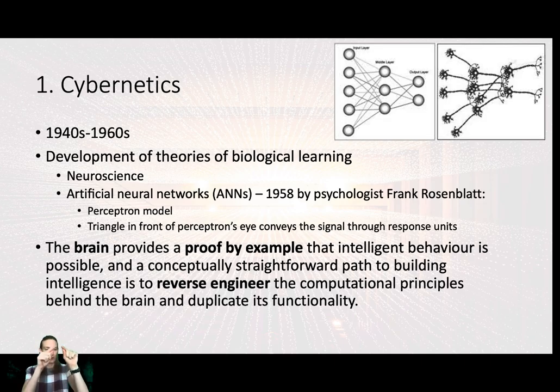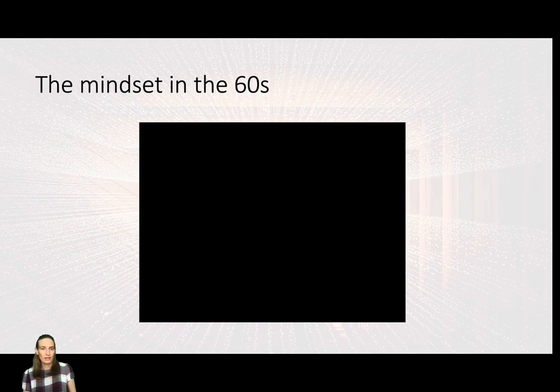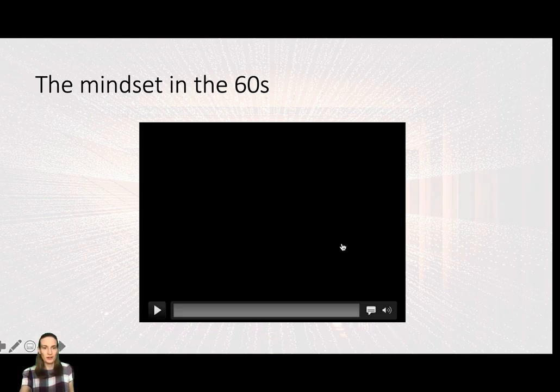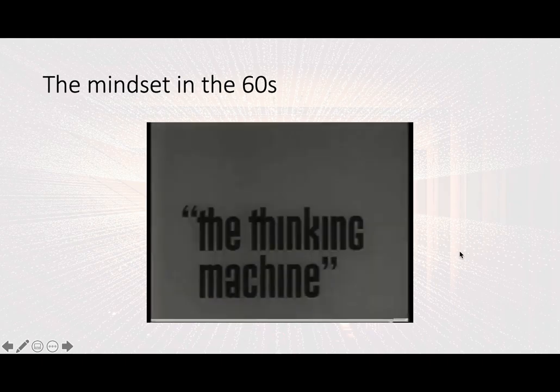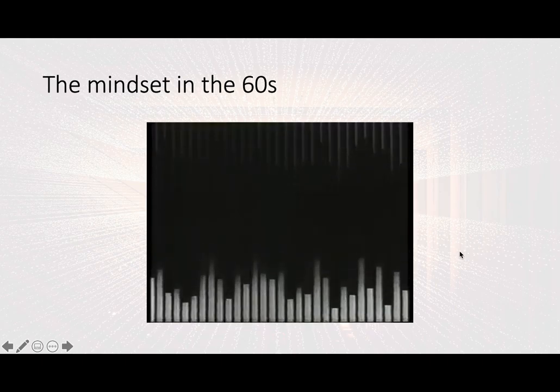What they did is develop a model that can mimic connections made in the brain. They saw that, for instance, if you hold a triangle in front of someone's eye, the neurons that correspond to that triangle shape get activated and propagate throughout the network. So the brain is sort of proof by example that intelligent behavior is possible, and they're trying to reverse engineer the brain in a computer, or at least mimic the brain in a computer.